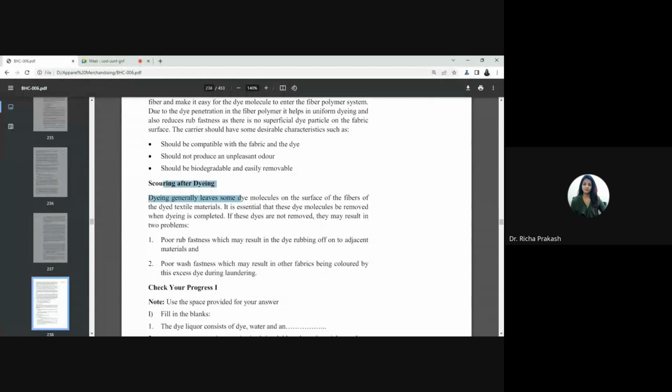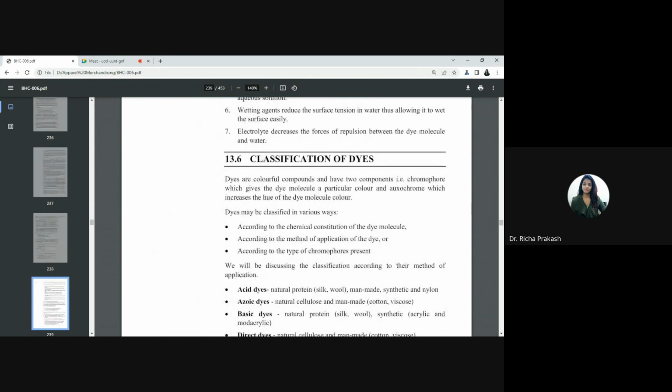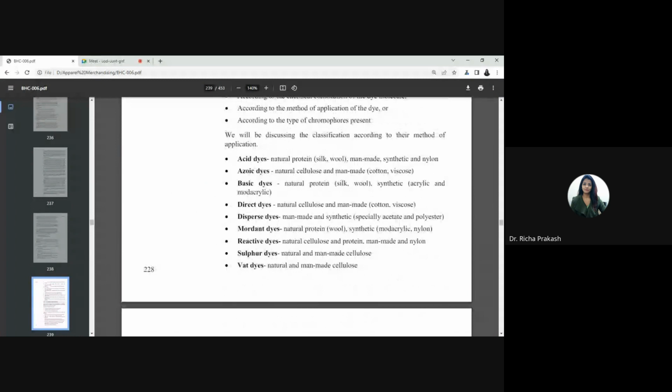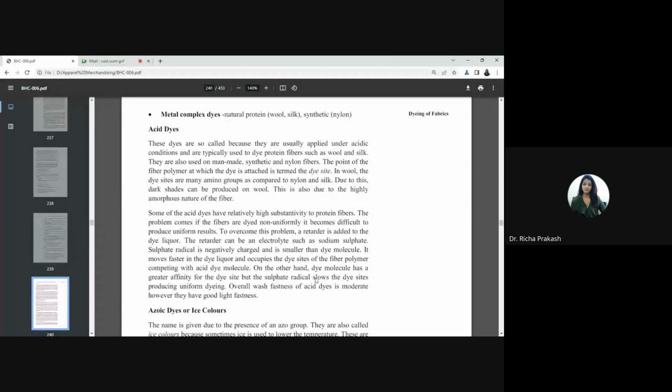Scouring after dyeing. Whenever we dye something, some little molecules of the dyes remain on the surface. So to remove that, we do scouring after the dyeing process. So that's one step. And then there is the classification of dyes. Dyes are classified in lots of different ways: acid, azoic, basic, direct, dispersed, mordant. All these things are there. There are many dyes which are banned also.